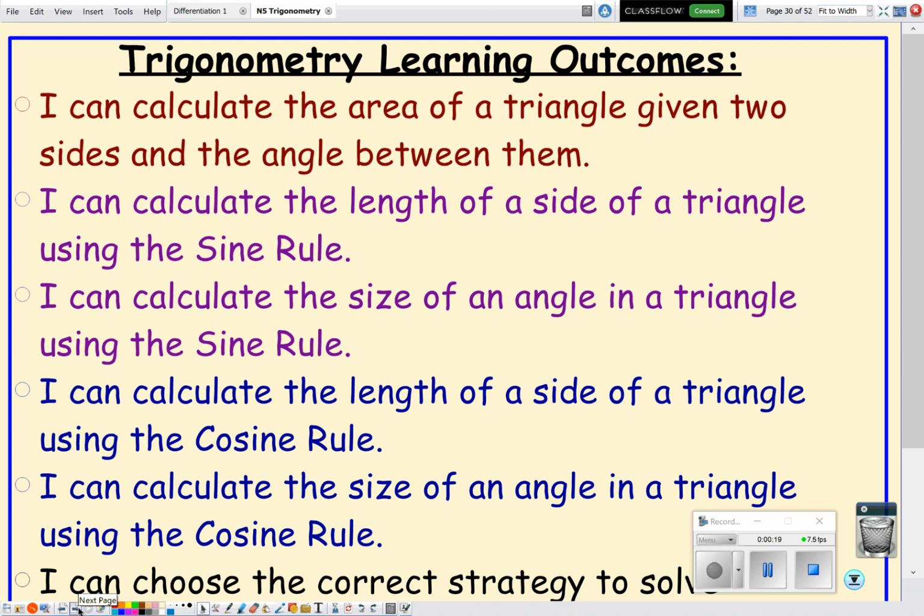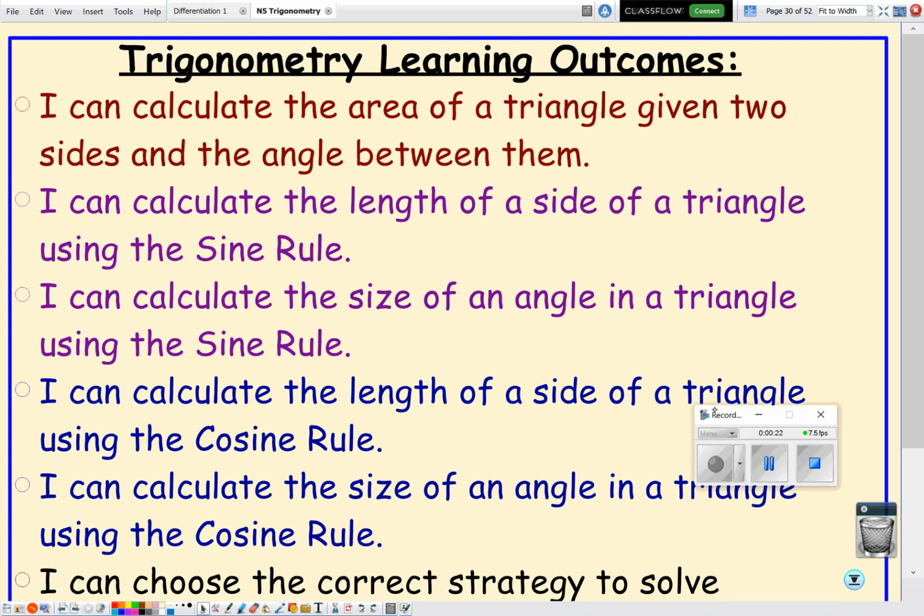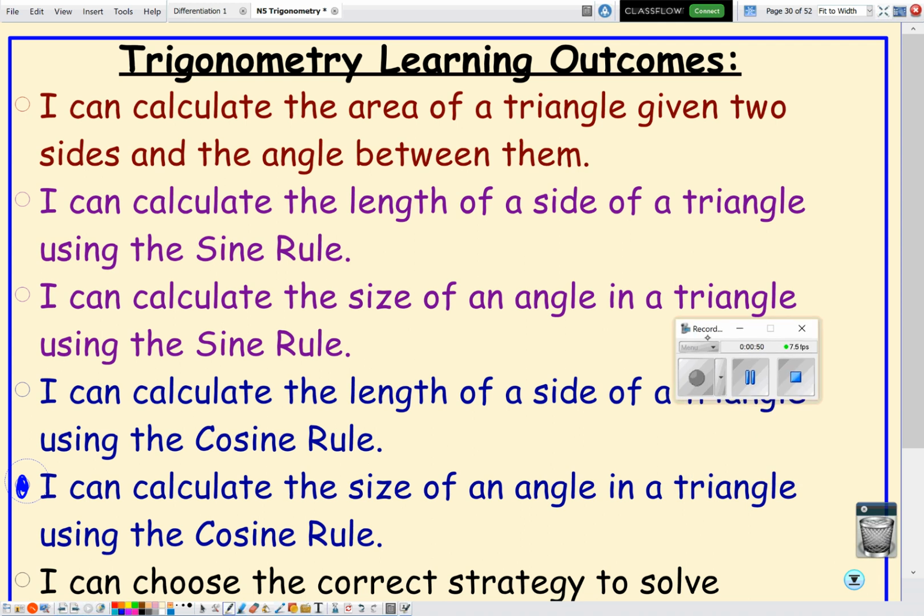So far in the unit we have covered quite a lot of these. We've done the area of a triangle, we've found the length of a side in the triangle using the sine rule, found an angle using the sine rule. Remember, that's where you turn the sine rule upside down. We've then found a side using the cosine rule, and the one that we're going to look at today in this video is this one here. I can calculate the size of an angle in a triangle using the cosine rule.